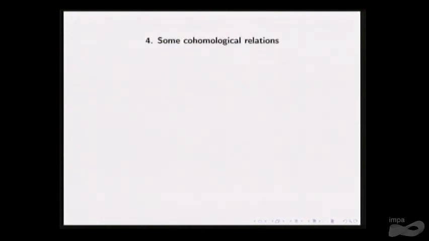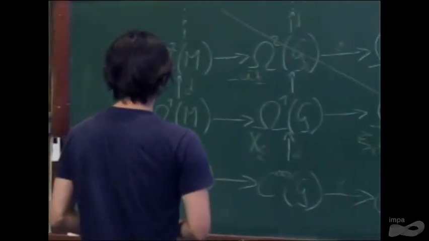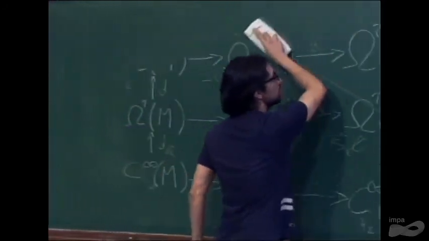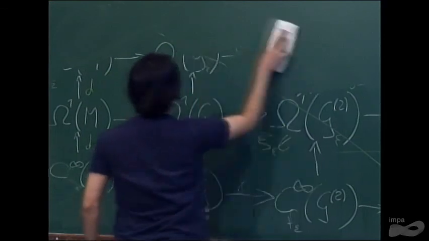So now let me tell you about some cohomological relations which exist in a symplectic groupoid. For this, let me explain the general idea that we want.